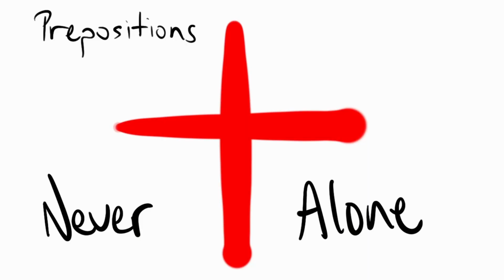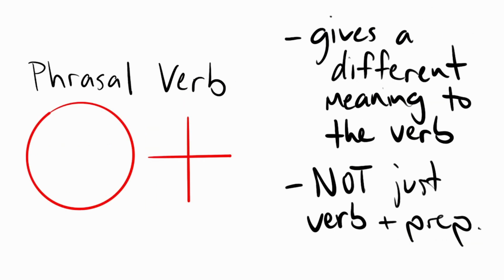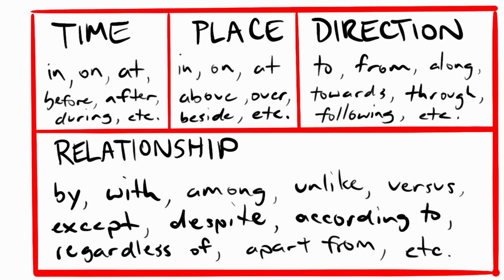As a quick recap or summary, prepositions are never alone, or almost never alone. They generally appear either in prepositional phrases or in phrasal verbs. There are 4 kinds of prepositions. These are mostly apparent in these prepositional phrases: time, place, direction, and relationship.